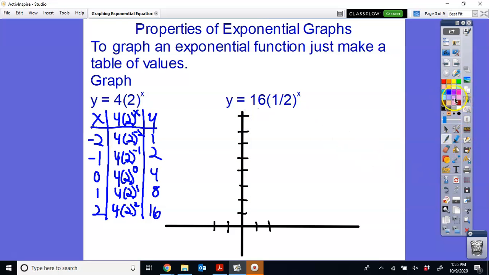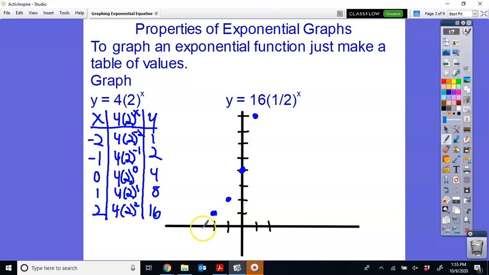Now, I'm only going to go up to 8 here, so I'm not going to be able to put my other 16. But -2, 1 would be the point here. -1, 2 would be the point here. 0, 4, notice that's my y-intercept, and that's my beginning amount we talked about. And then 1, 8 is up here. 2, 16 would be way up there somewhere.